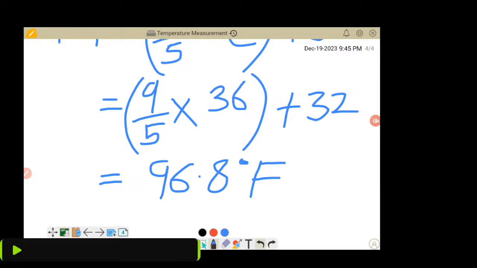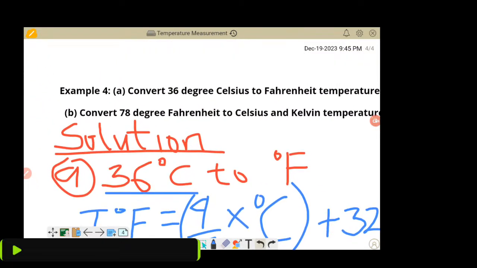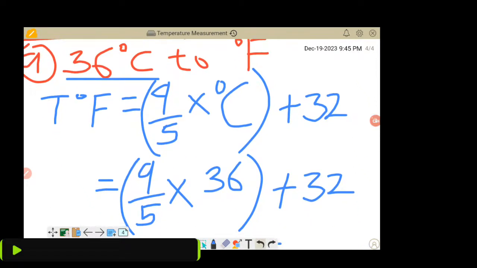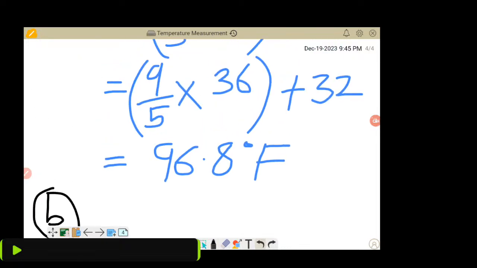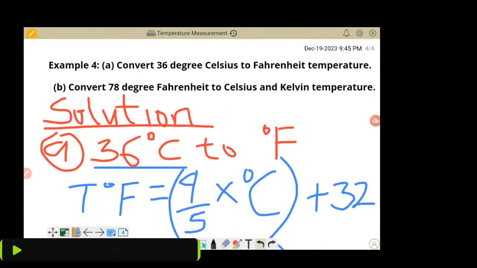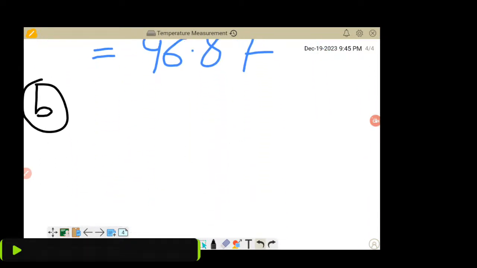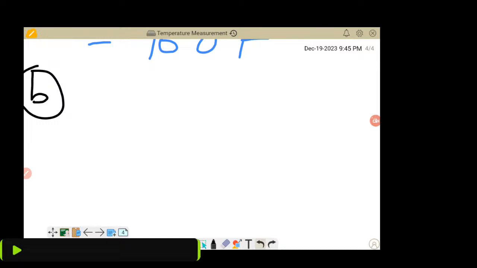And the second aspect of the question, that is the B part of this question, we have to convert 70 degrees Fahrenheit to Celsius and Kelvin. Okay, let's quickly do that. That is the B part. We are converting what again? 70 degrees Fahrenheit to degrees Celsius and Kelvin. Okay.